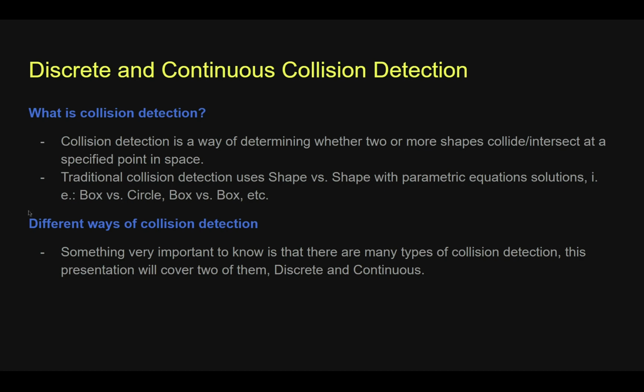There are traditional methods to detect collisions, which are with parametric equations, for example, box versus circle or box versus box.